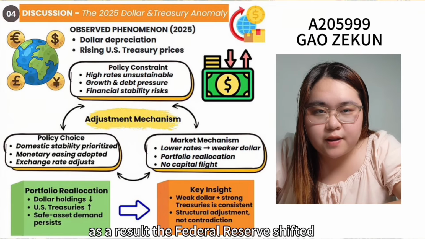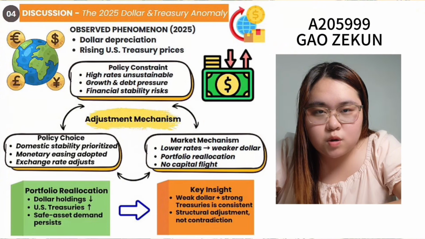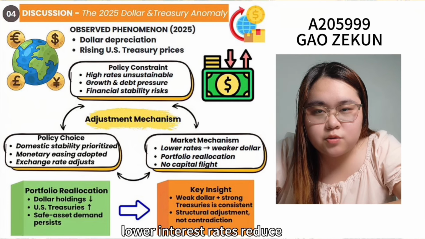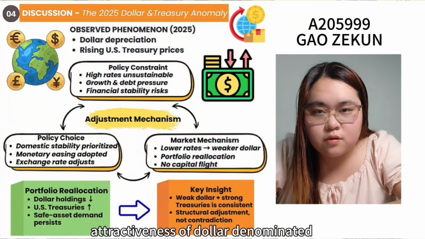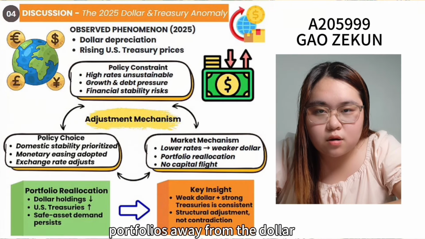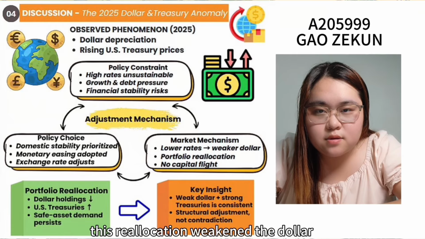As a result, the Federal Reserve shifted toward monetary easing to reduce recession risks and stabilize financial markets. Lower interest rates reduce the attractiveness of dollar-denominated liquid assets, encouraging investors to rebalance their portfolios away from the dollar. This reallocation weakened the dollar.